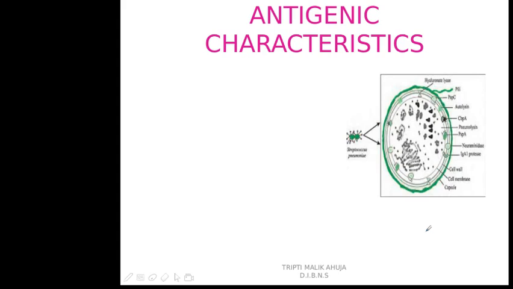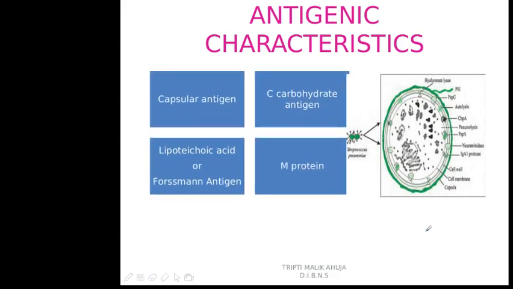The antigenic characteristics are also unique. It possesses the capsular antigen, which is polysaccharide. It has C carbohydrate antigen, lipoteichoic acid, also called Forssman antigen, and then the M protein is also found in the cell wall.